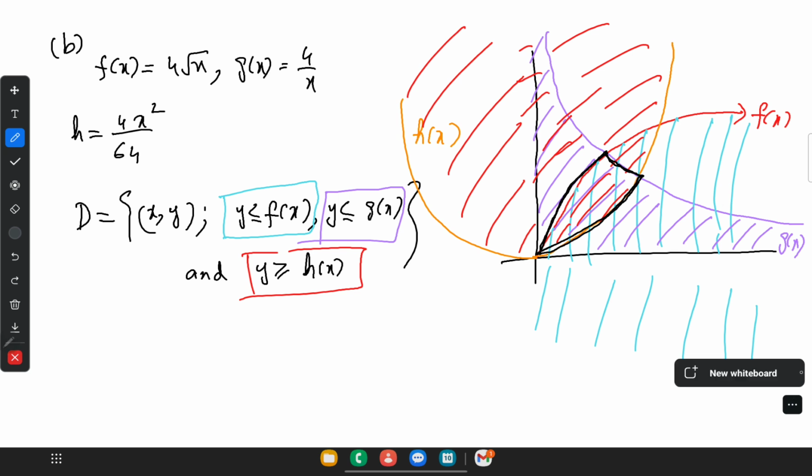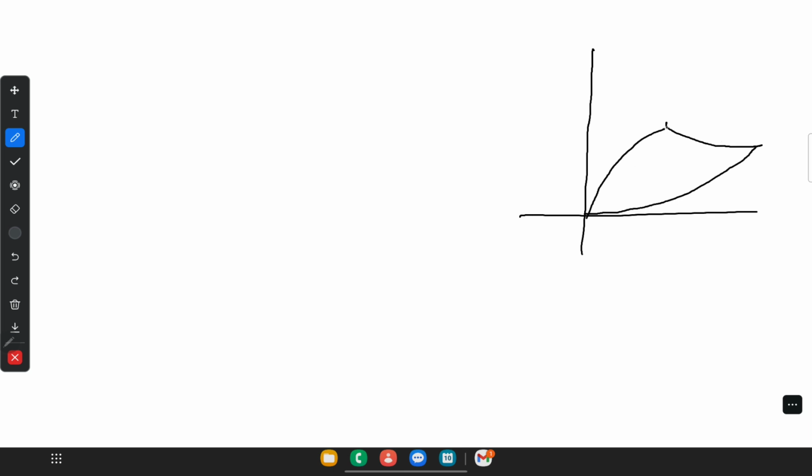So I'm going to the next page. I will make the graph of this area again. I have got this area. You know what is this point? This is origin 0. I have to find this point and this point.